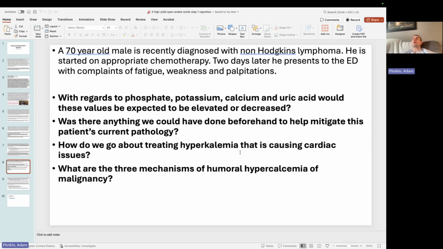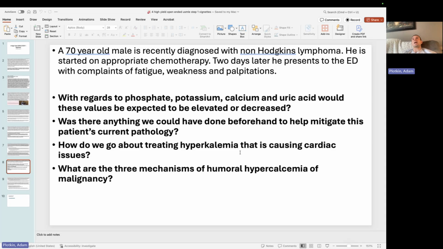So hyperkalemia can do a lot of things to the heart. Obviously it can send us into an arrhythmia, eventually ventricular fibrillation, where if we don't do unsynchronized cardioversion, the patient's going to die, right? On an EKG, you can see peaked T waves, we can see widening of the QRS, and then we can eventually see sine waves and then ventricular fibrillation.